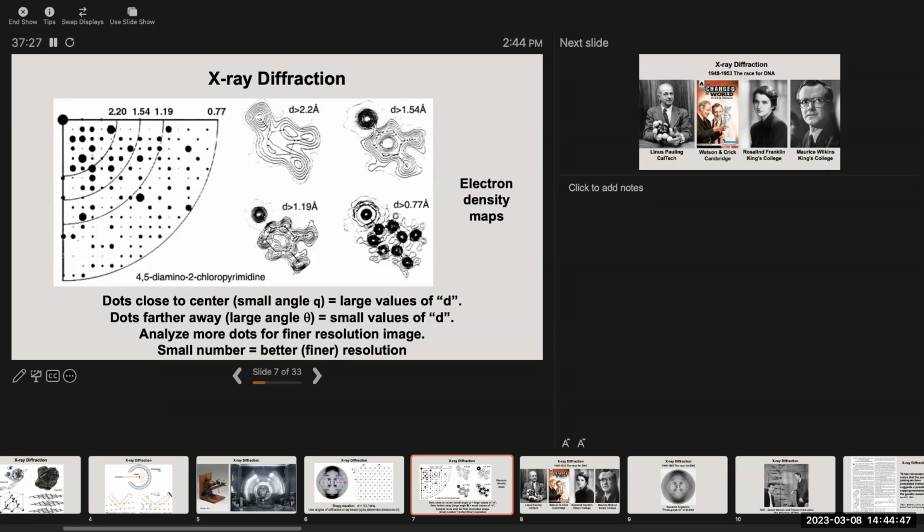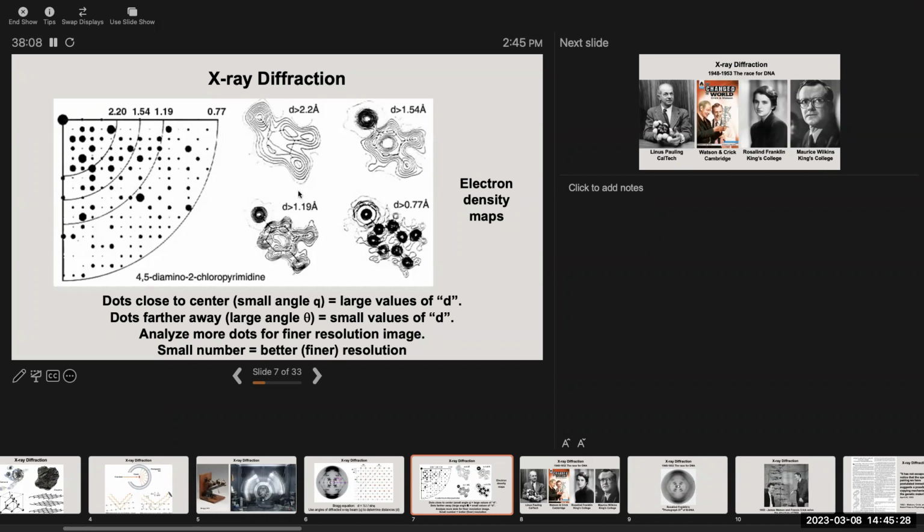So if you solve the dots that are closest to the center, you notice here in the picture on the left that there's a value of 2.20 here. What that means is that the dots closest to the center within that circle that says 2.20 correspond to distances or values of 2.2 angstroms or more. So that's giving you a picture of this molecule at a resolution of about 2.2 angstroms or larger, which is actually a kind of low-res, crude image.